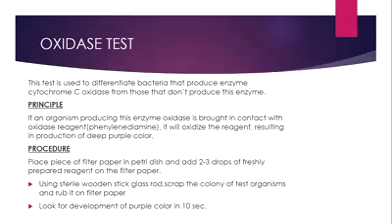The procedure: first of all, we need a filter paper, a petri dish, the freshly prepared reagent, and wooden sticks or a glass rod, and the colony in the culture plate. First, place the piece of filter paper in the petri dish and add 2 to 3 drops of freshly prepared reagent onto the filter paper.